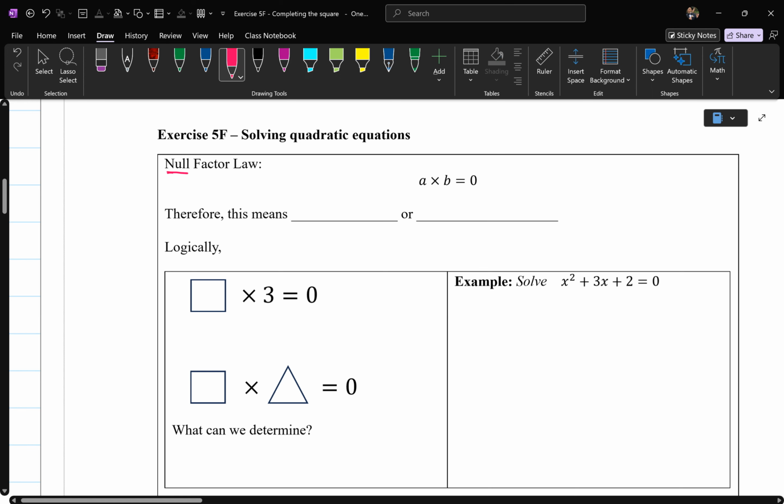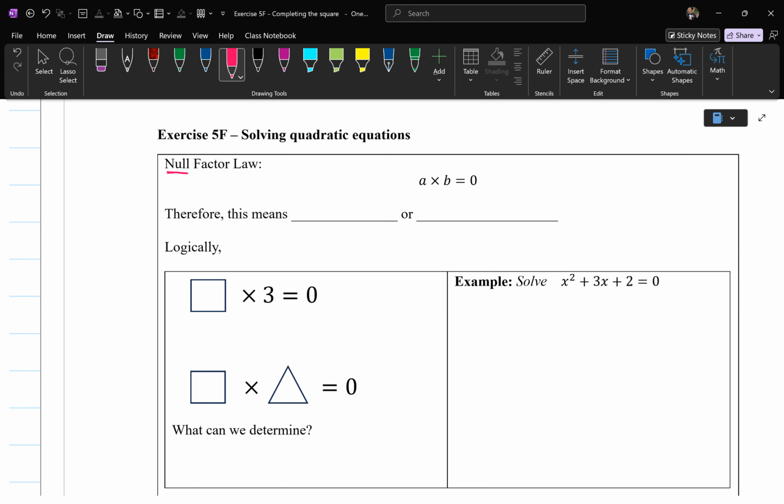Null meaning zero or nothing. And a factor usually is, if you're multiplying two things together, they're factors of each other. So 3 times 4, 3 is a factor of 12, and 4 is also a factor of 12, because 3 times 4 gives you 12, right? So what we're saying here is, when you have something times something equals 0, so A times B equals 0, then null factor law says that means A could equal 0, or B could equal 0.